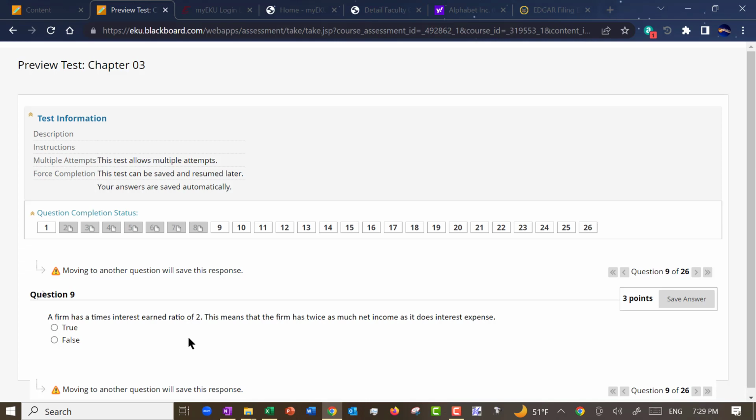Okay, same question. That is correct. Oh, not net income. So false, because the definition of times interest earned uses EBIT, earnings before interest and taxes, not net income.